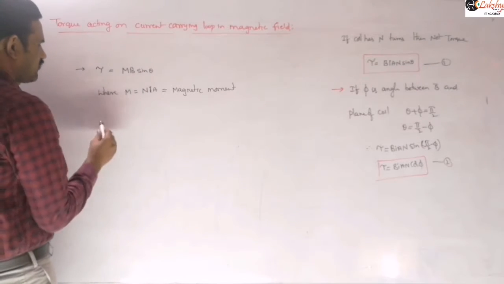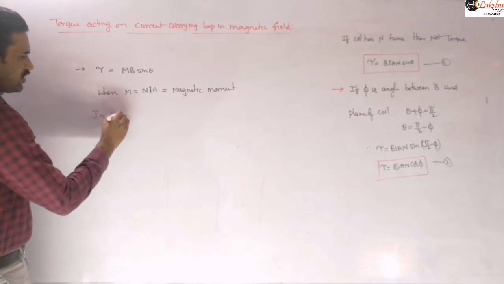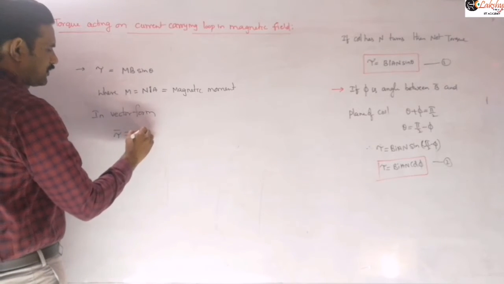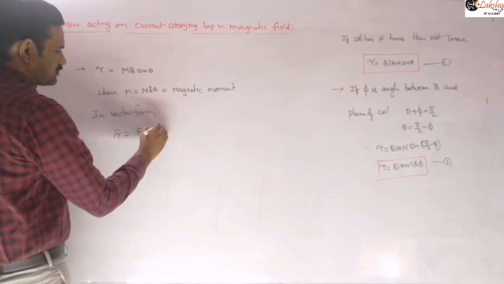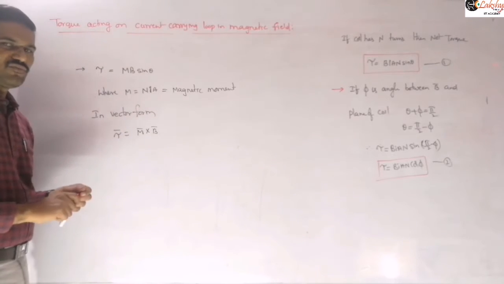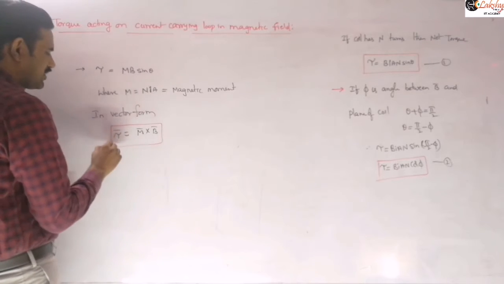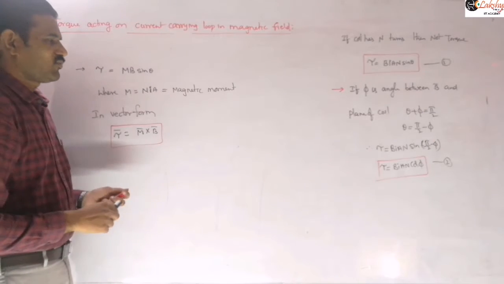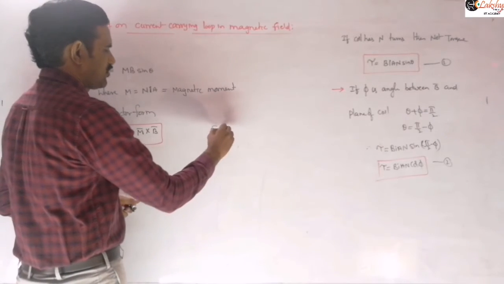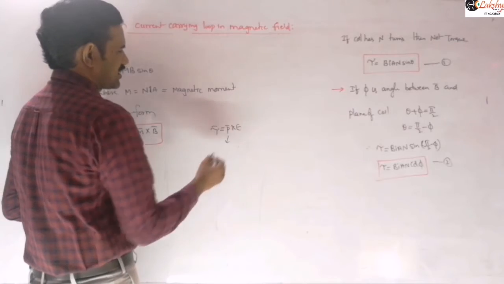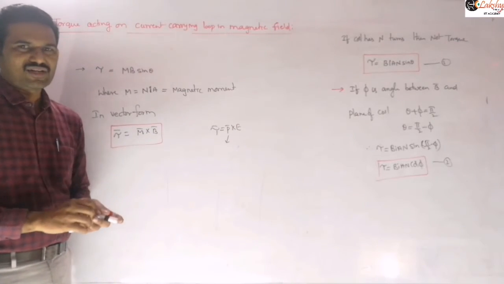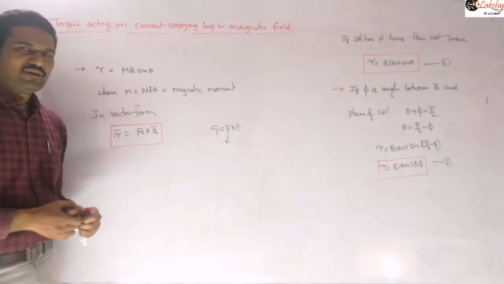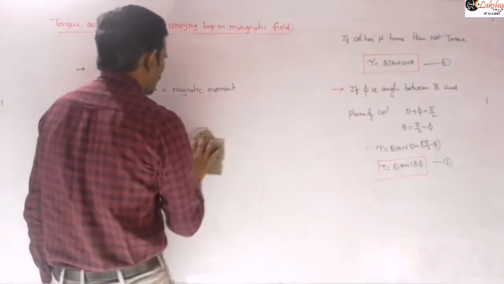Now we can express this in vector form. In vector form you can write this as tau bar is equal to M bar cross B bar. This is similar to our P bar cross E bar. In electrostatics we already mentioned the torque acting on an electric dipole, with the expression tau bar is equal to P bar cross E bar, where P bar is the electric dipole moment and E is the intensity of the electric field in which the dipole is placed. A similar expression applies here in magnetism. This is the torque acting on it.